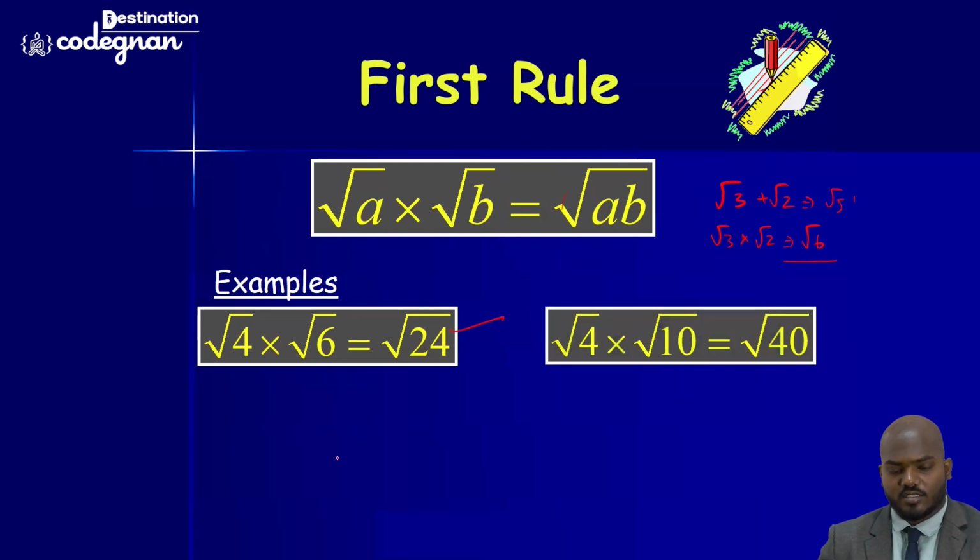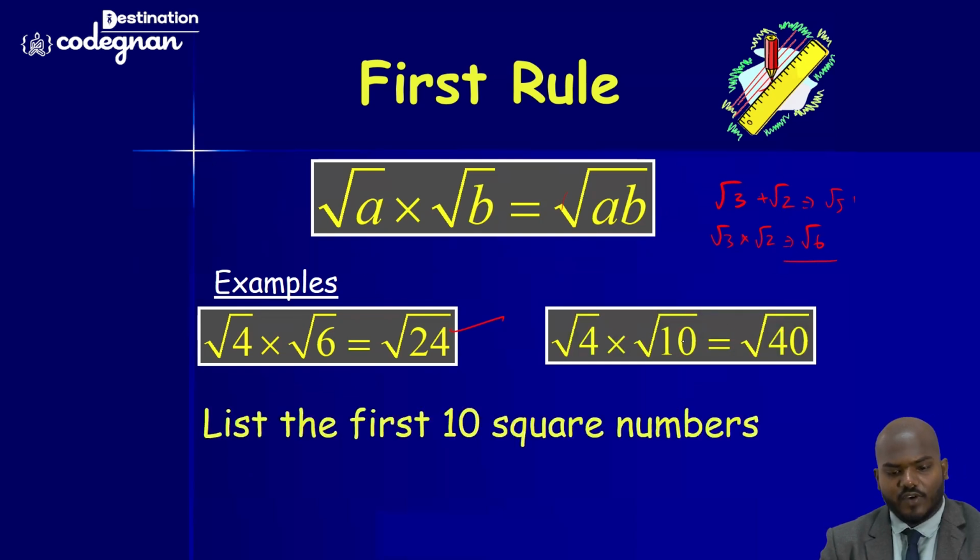And going to the next one, it will also give you a value like this. List the first 10 square numbers. I'm just writing the 10 square numbers. First 10 square numbers.